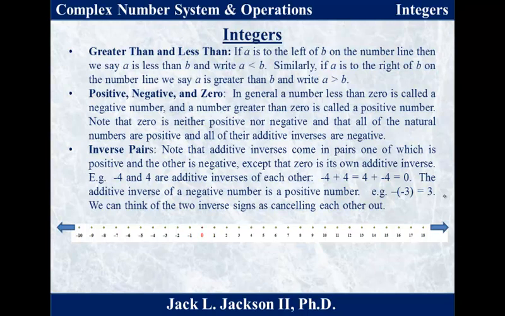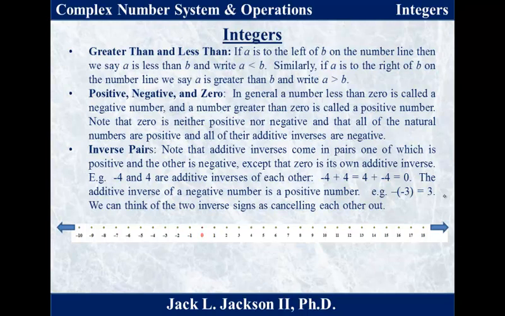So now we're going to define what we mean by positive, negative, and 0. So in general, a real number, as we get to later, that's less than 0 is called a negative number, and any number that's greater than 0 is called a positive number. Now notice that 0 is neither positive nor negative, and all the natural numbers are positive and all their additive inverses are negative. The additive inverses come in pairs.